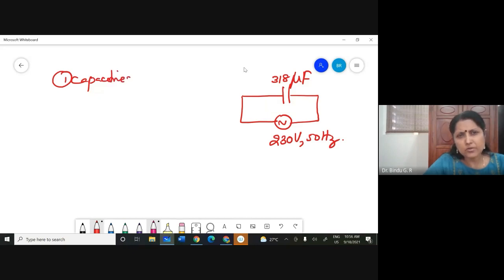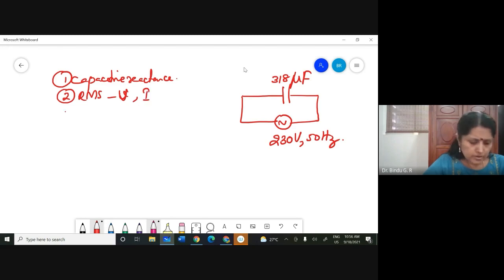You can write along with me. Simple problem. Capacitive reactance, RMS value of voltage and current, and the equations for v and i.